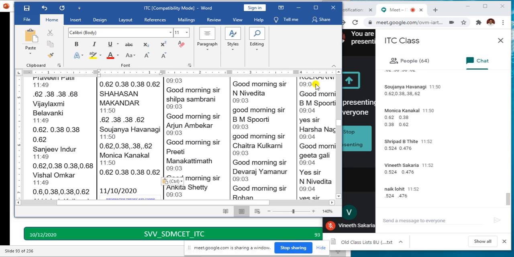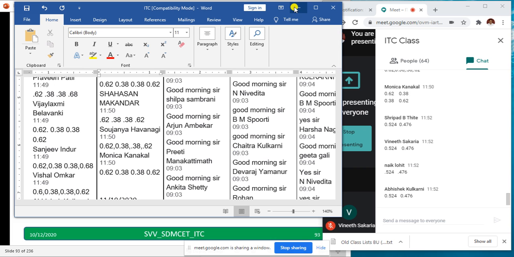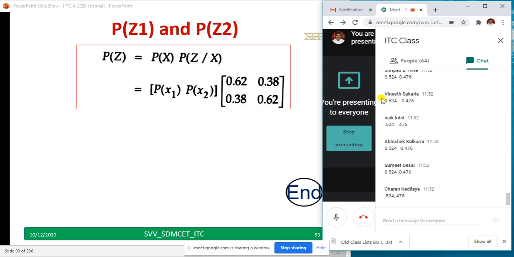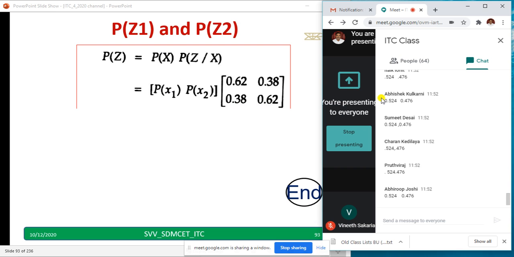Shripad, Vineet and Nayak, I think all three got the same answer. Abhishek Kulkarni got the same answer. Charan, Sumit, answers are the same. Abhirup Joshi, Ritika, Vinayak, Priya, Simran, Sai Manthan, Shilpa, Amruta, Janvi, Vishwa, all are getting the same answer. 0.524, 0.476. Bharat, Vishal, Aditya, Adnya, Spurti, Amrita Malagi got the same answer.